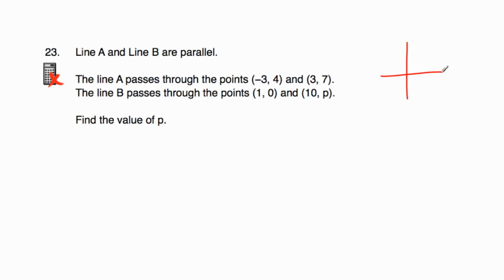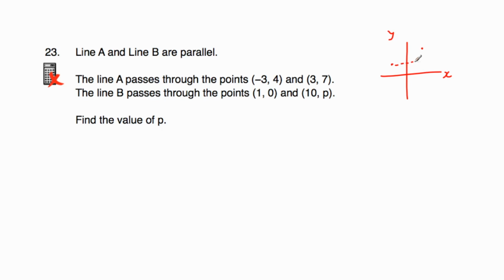So let's do our x and y axis. And we've got our points (-3, 4), so that'd be somewhere like that. And then we've got (3, 7), so 3 across and 7 up, so it's a bit higher there. We want to find the gradient of the line that goes through these 2 points.